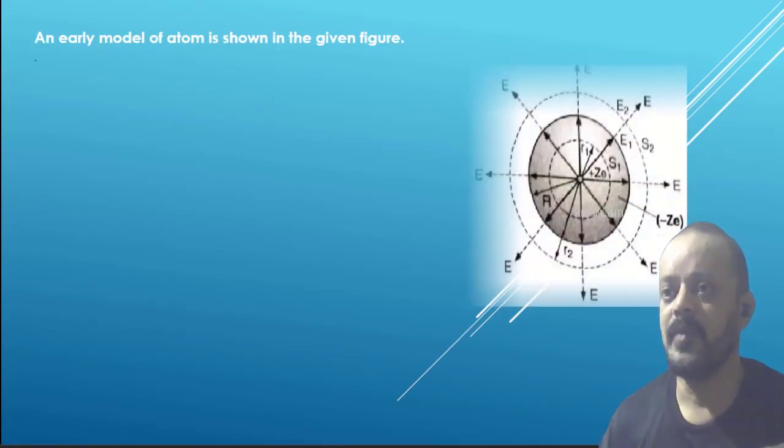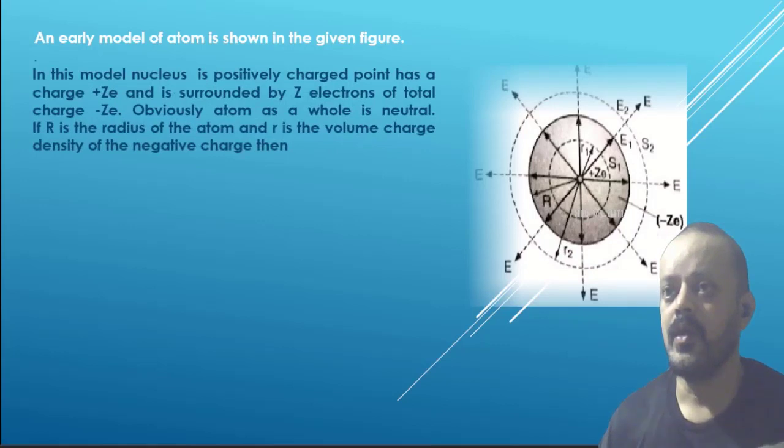In this model, all the positive charge is concentrated at a single point at the center, known as the nucleus, and all the negative charge, meaning the electrons, is uniformly distributed inside the atom. So if the atomic number of the atom is Z, then the positive charge at the center will be plus Ze, and a similar amount of negative charge, minus Ze, will be distributed inside the whole atom uniformly.